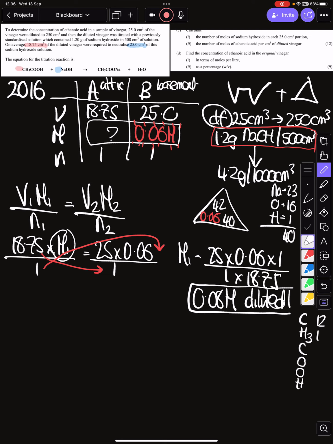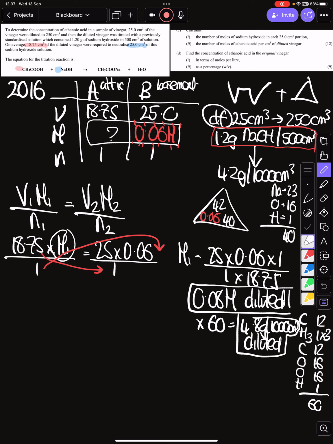So it's going to be 12, 1 by 3, 12, 16, 16 and a 1. And when I multiply those all up, we get a molar mass of 60. So multiplying that by 60, I get 4.8 grams per 100 centimetres cubed, 1,000 centimetres cubed of our diluted vinegar. So we did this without ever looking at what it is that the question wanted.